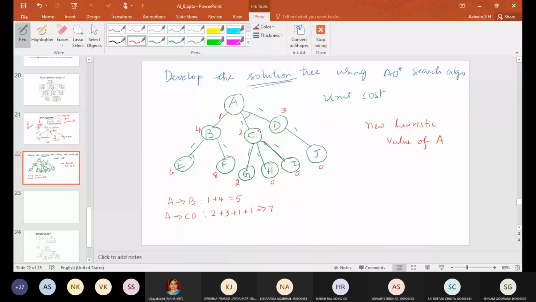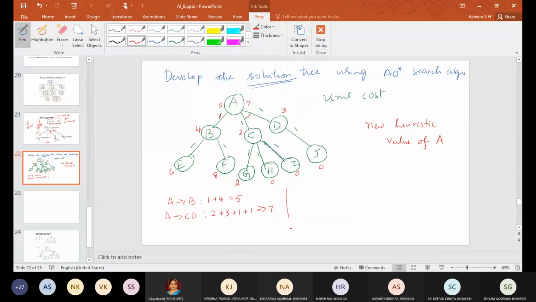Okay, 2 plus 3 plus 1 plus 1. So here, this side we have 5, this side we have 7. Okay. Now it has to explore towards B only, because when you calculate it, see here it is not individual, it is together because of this AND logic. So now it has to explore towards B.